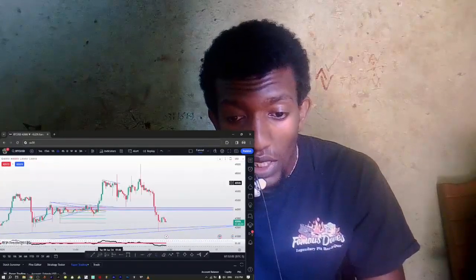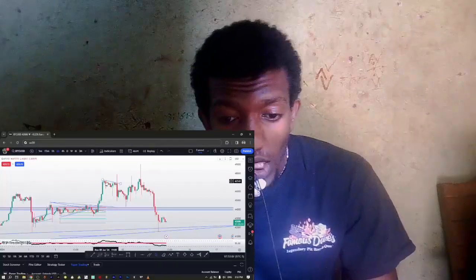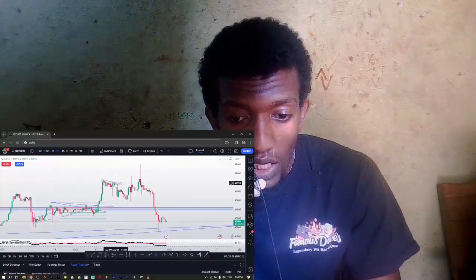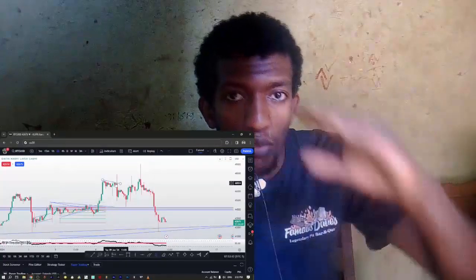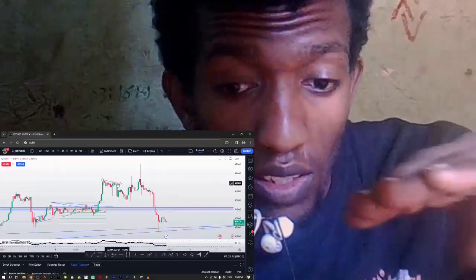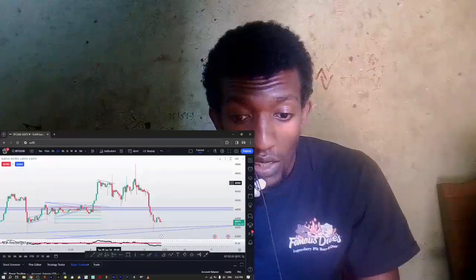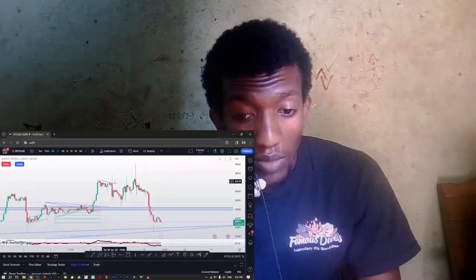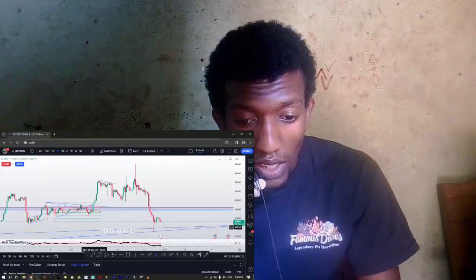As you can see, I have drawn a trend line, which means the price could not move above this trend line because this trend line is acting as a resistance, acting as a ceiling. This price cannot go up. It's called a trend line. So in this case, just like this one, I have drawn a trend line right here.